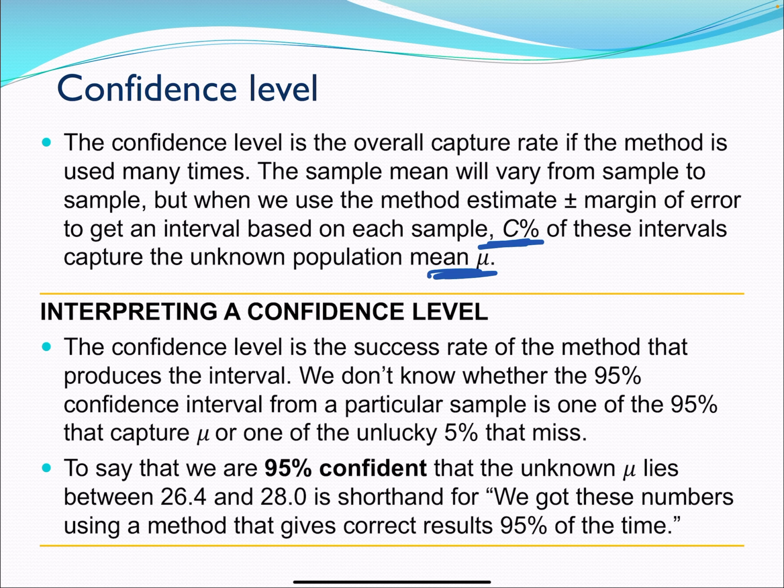So to say that we're 95% confident that the unknown mu lies between 26.4 and 28.0 is shorthand for we got these numbers using a method that gives us correct results 95% of the time. And that feels pretty good, right? That's like 1 out of 20, right?